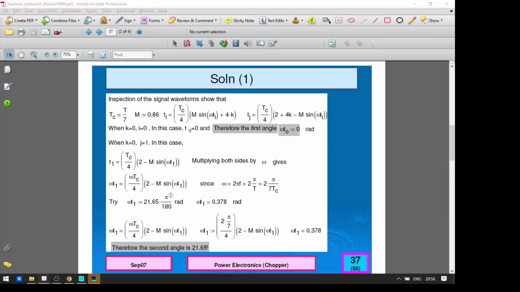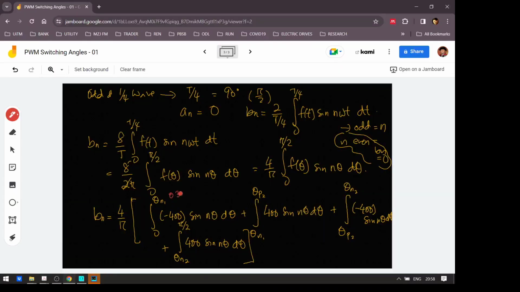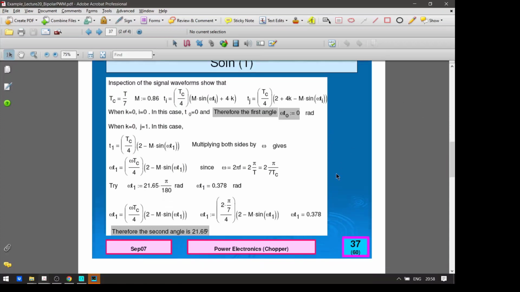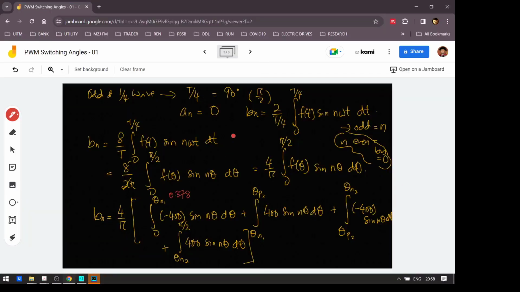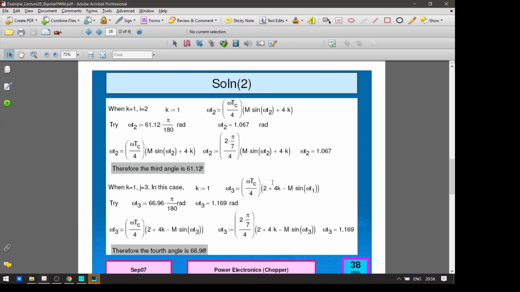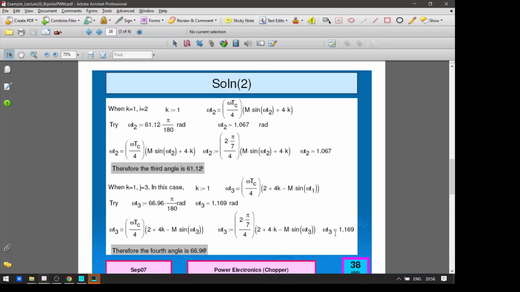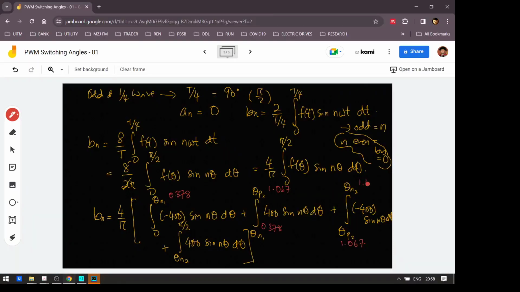This is 0.378. And then next, 1.067. So this is 0.378 to 1.067, and this from 1.067 to 1.169, and the final integral will be from 1.169 up to pi over 2. Okay, so that's pi over 2.